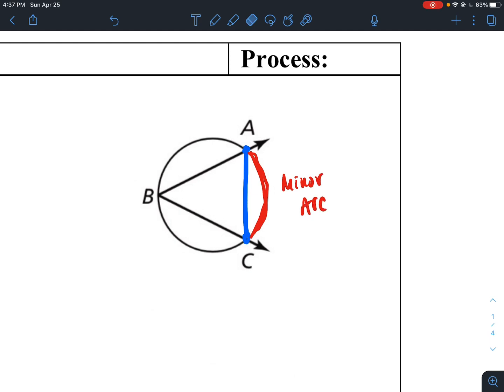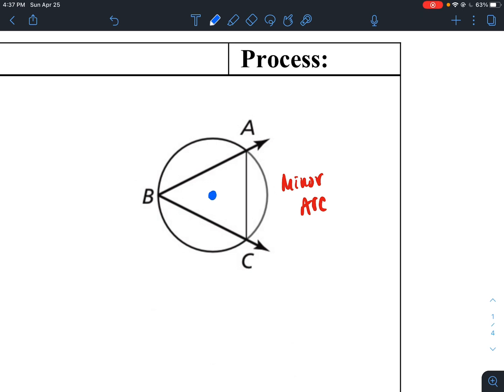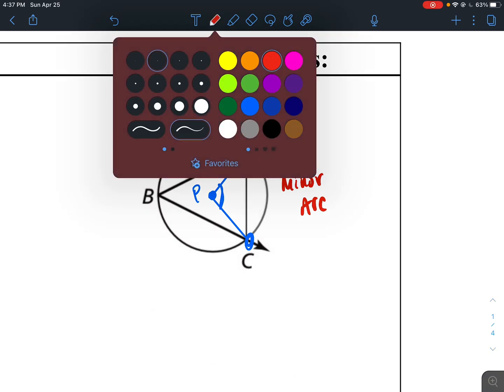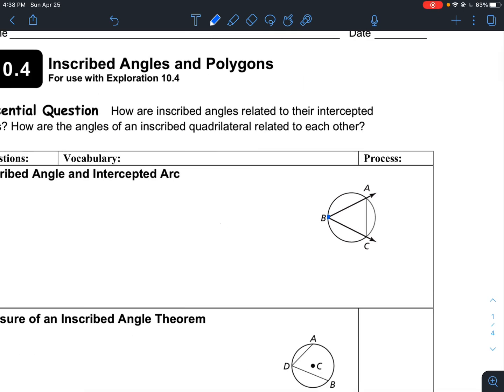But then, last time in 10.2, we talked about central angles. So, let's say that we had a center here, okay, and central angles were angles with the vertex at the center. So this was the central angle, and you can see here that the sides, let's call this P, so AP and CP, this angle with these intercepts creates another minor arc. Now today we are going to talk about inscribed angles and intercepted arcs.